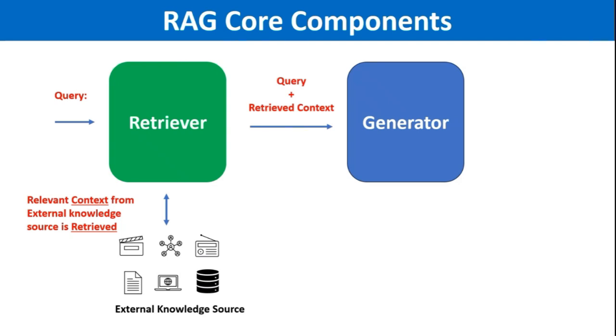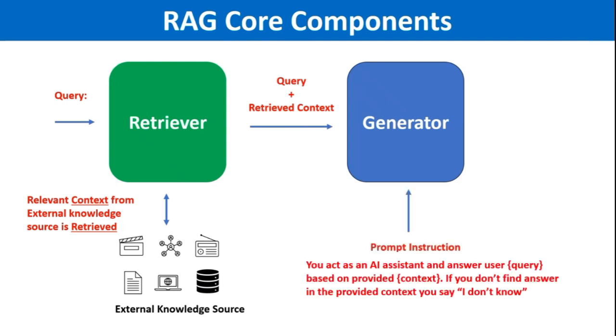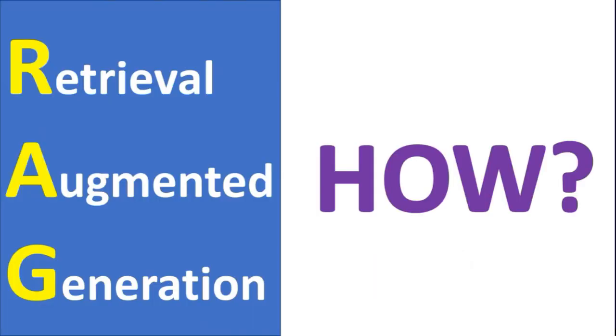This prompt, along with specific instructions like a prompt instruction, is passed to the generator, which is a decoder language model, which processes it and produces a precise and relevant answer. This integration makes RAG ideal for real-world applications where traditional language models struggle with static or outdated knowledge. Okay, so far we have learned why we need RAG and what is RAG.